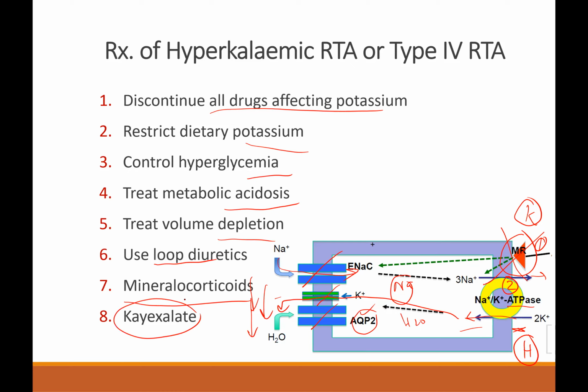The treatment is stopping offending drugs which cause potassium retention. Dietary potassium should be restricted. Hyperglycemia, metabolic acidosis and volume depletion are to be corrected. Use of loop diuretics. Use of fludrocortisone or mineralocorticoid. Use of Kayexalate, which is a potassium binding agent.